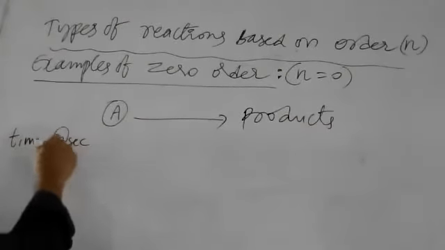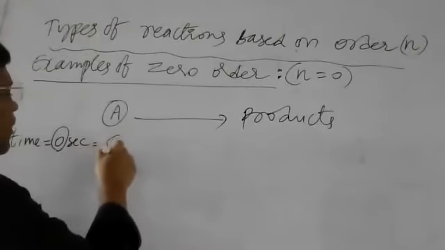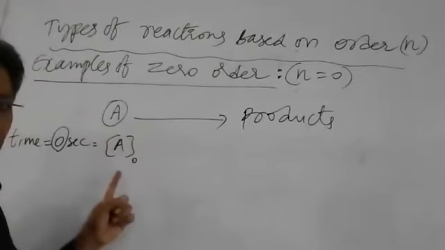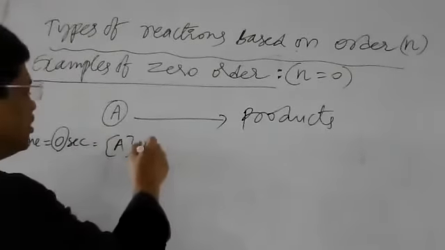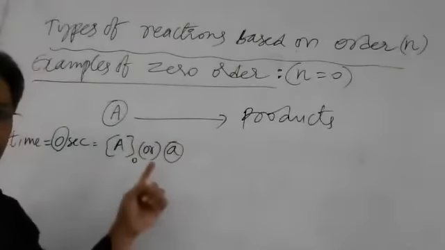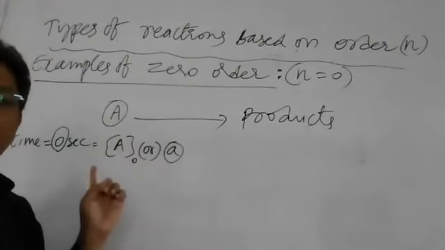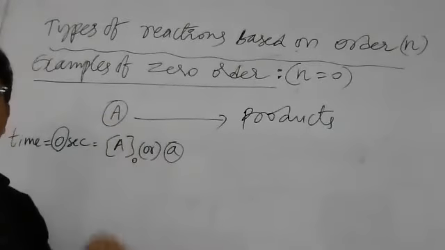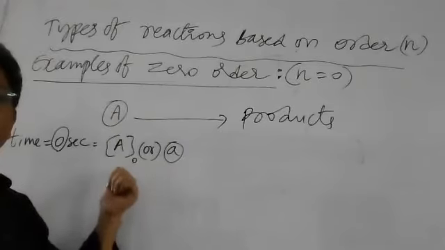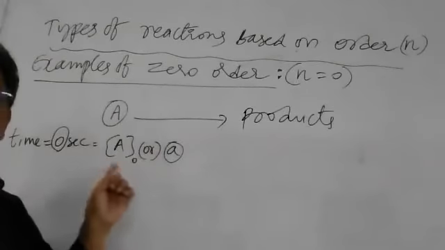So when time is 0 seconds, what is concentration of A here? Initial concentration of A we take. It is initial concentration of reactant. We also take small a. Small a indicates initial concentration of reactant. A naught is also the same. Either A naught or a we can take. In some books it will be taken as capital R. R naught is the initial concentration of reactant.